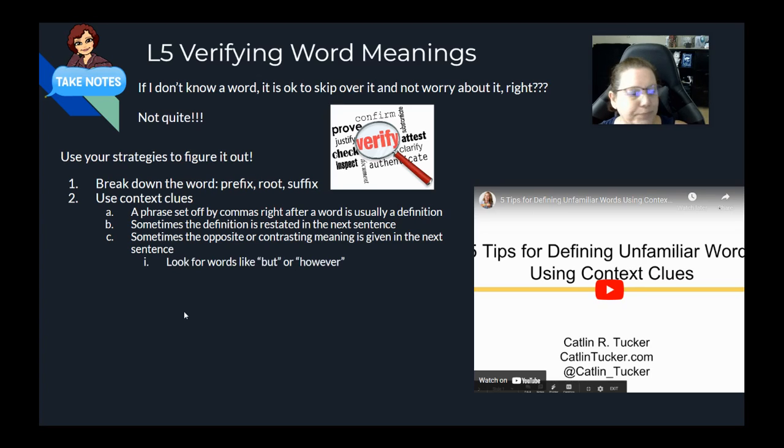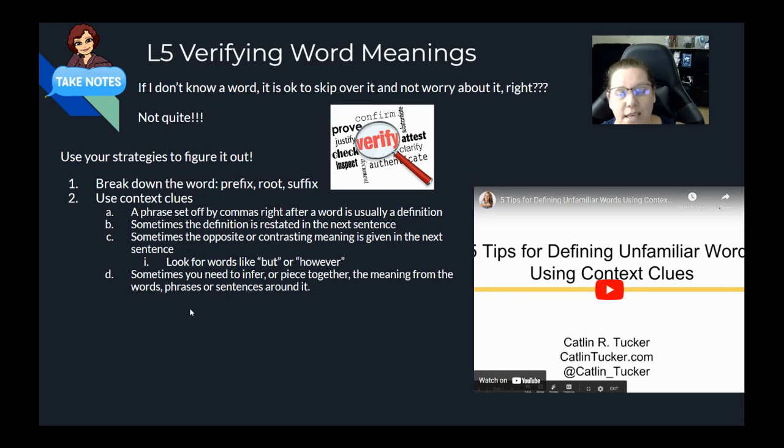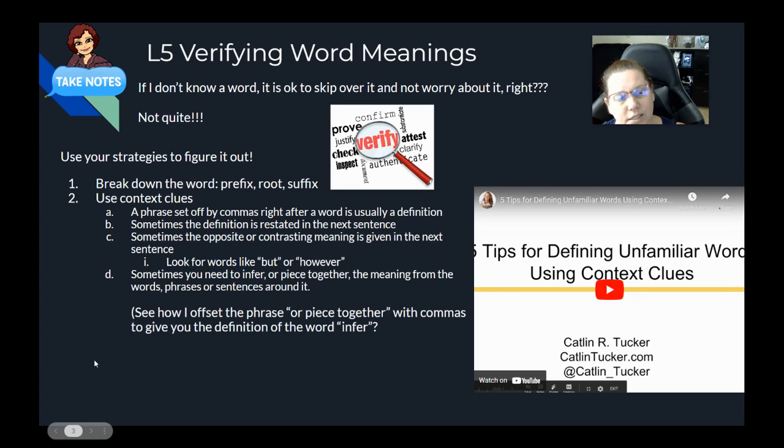Sometimes the definition is restated in the next sentence. Sometimes the opposite or contrasting meaning is given in the next sentence. So, like, the antonym or synonym is given somewhere. So look for words like but or however, and that usually means that the contrasting meaning, or the opposite meaning, is being given. Sometimes you need to infer or piece together the meaning of the words or phrases that the sentence, using the sentences around it.